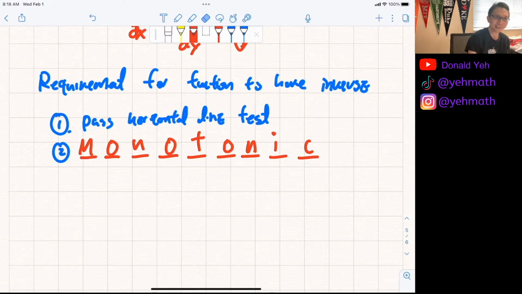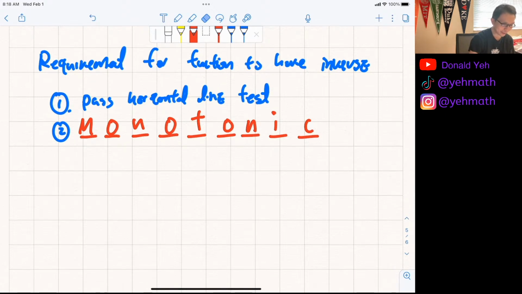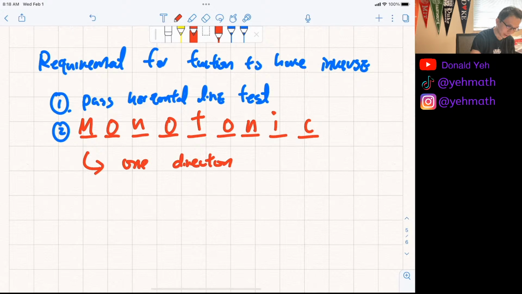What does that mean? Okay, here's a question. What does monotonic mean? Mono means one. One line? Wait, does it mean one line? No. Monotonic is synonymous to the horizontal line test. So monotonic means one direction. It's not a bend, but a direction that leads to strictly increasing or decreasing.